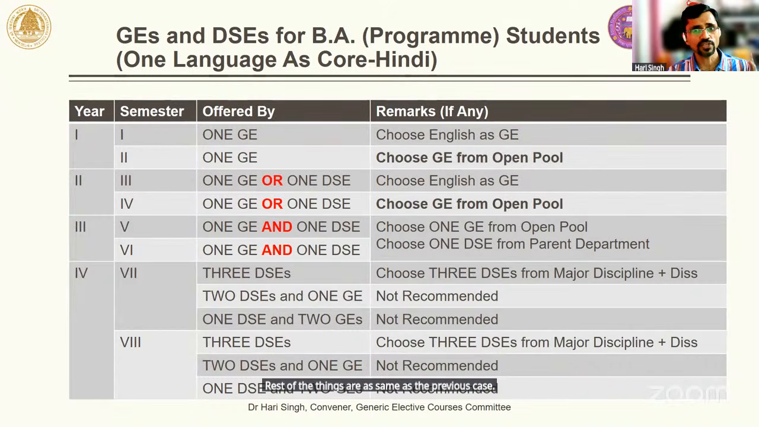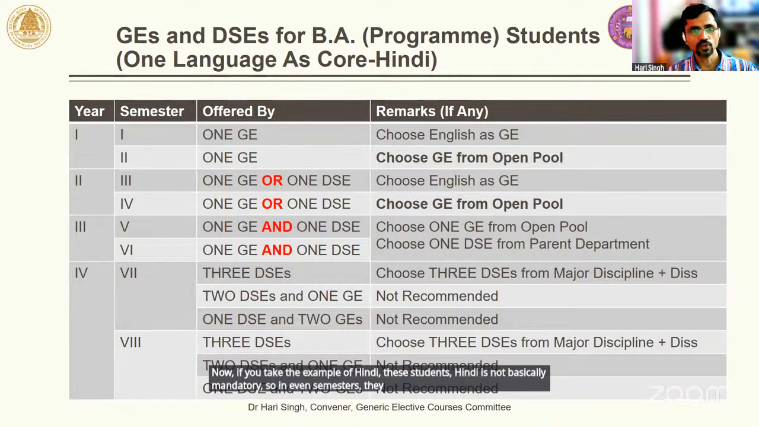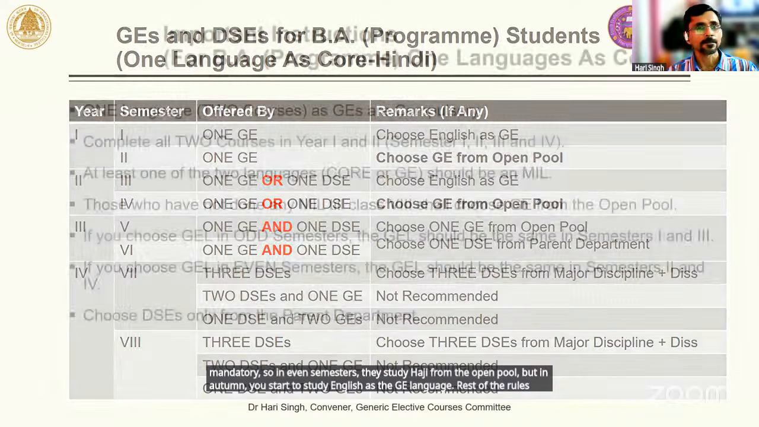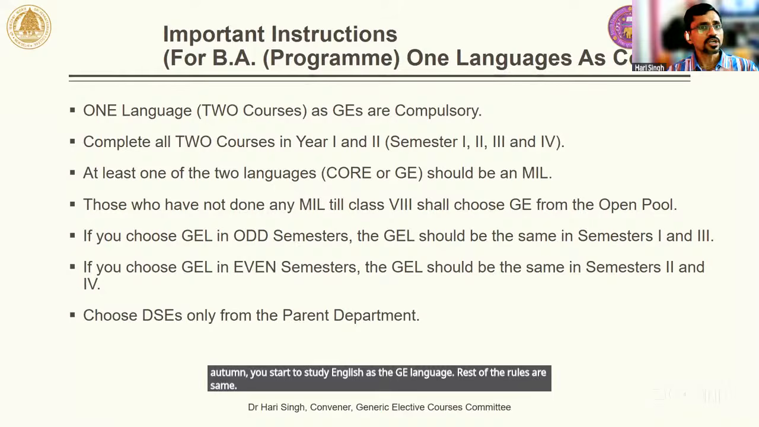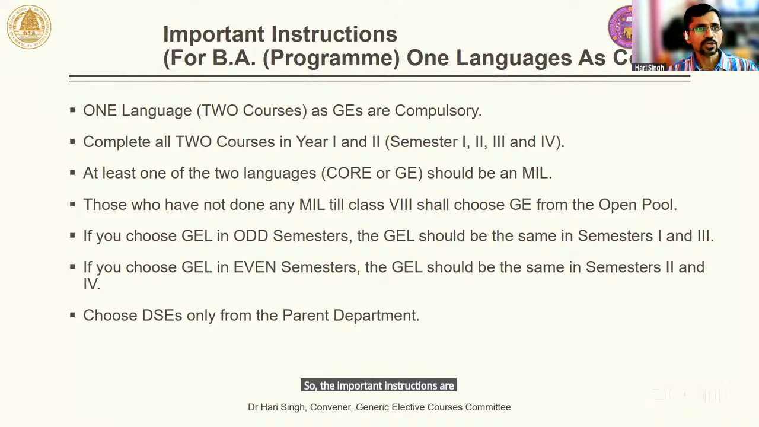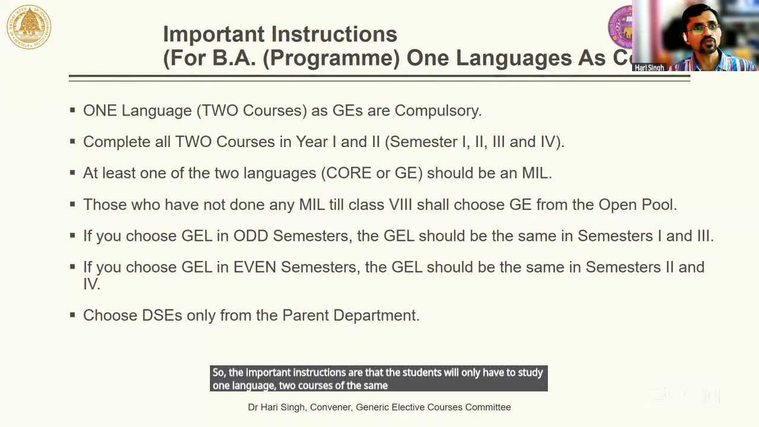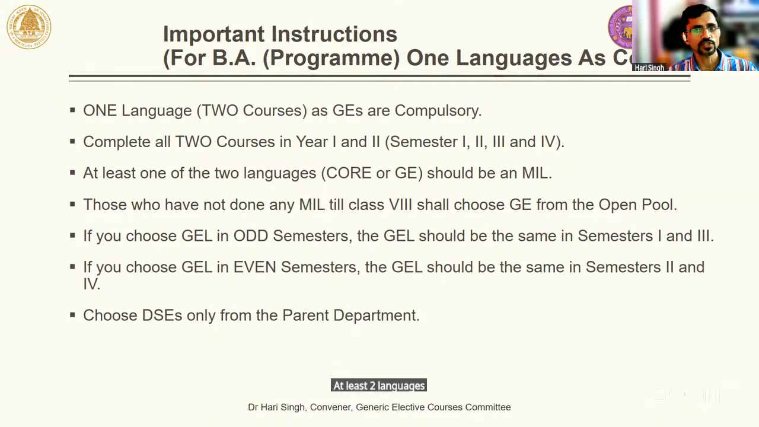Now, if we take the example of Hindi, for these students Hindi is not mandatory. In even semesters, they study a GE from the open pool, but in odd semesters, they have to study English as the GE language. The rest of the rules are the same. The important instructions are that such students will have to study only one language, two courses of the same language, as GE. They have to complete the two languages in first and second year only. At least one of the two languages should be a modern Indian language.